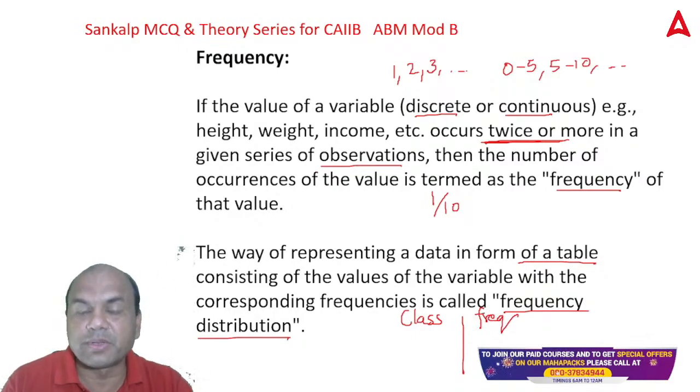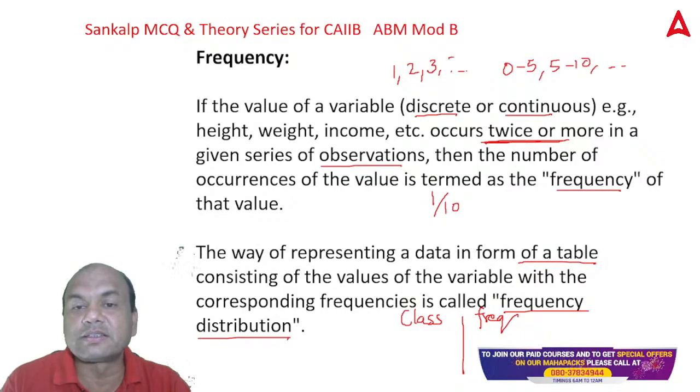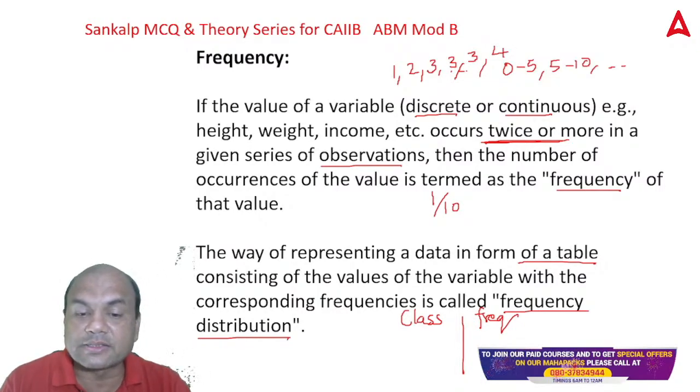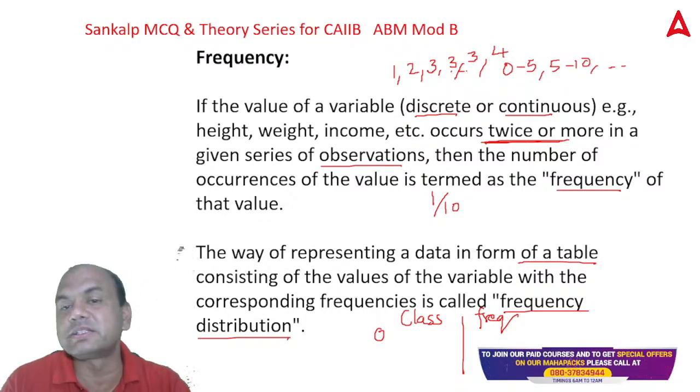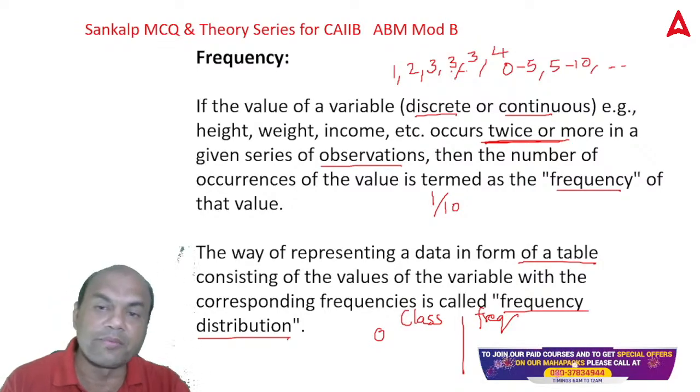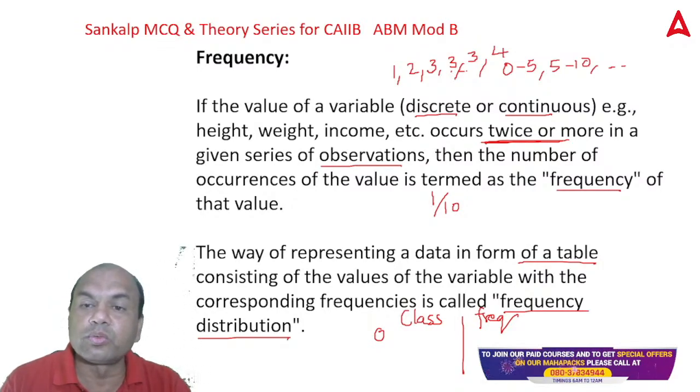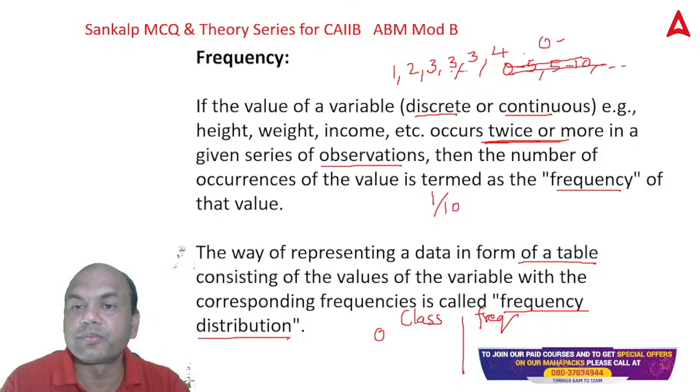Now I'll explain it. Suppose I'm having these numbers 1, 2, 3, then let's say 3 again, then 3 again, then 4. And I start writing these classes, now 0 to 5. 0 to 5 means everything will be over here only. So let me make it 0 to 2, smaller classes: 0 to 2, 2 to 4, and then go on 4 to 6, and so on.